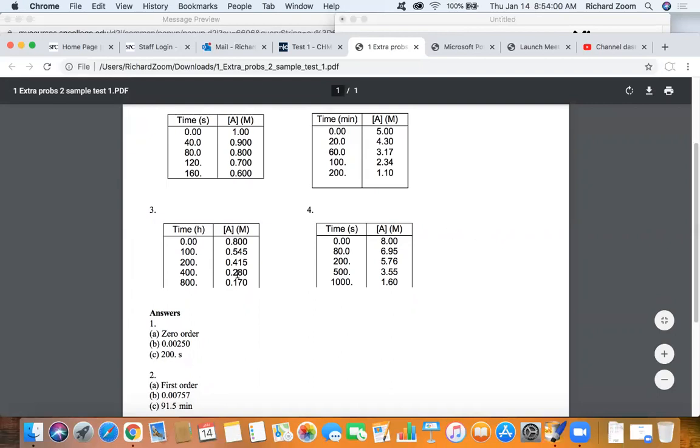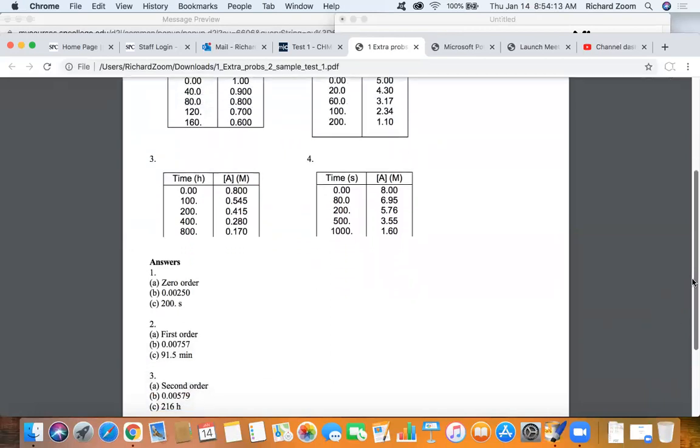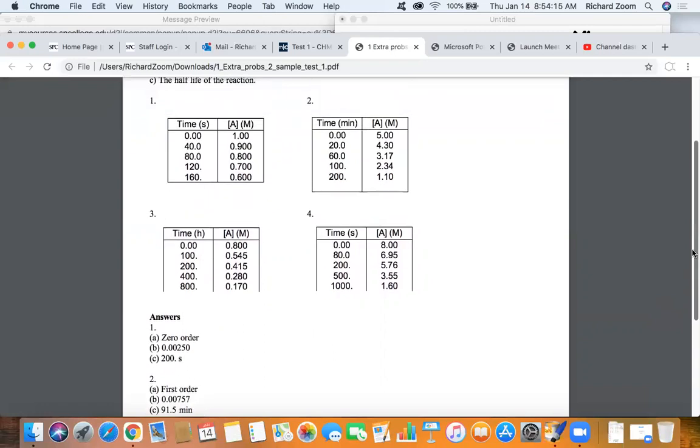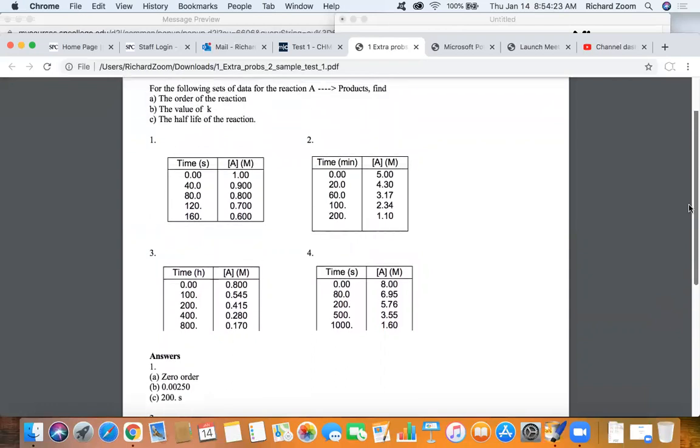Number 3, 0.8 down to 0.17, and you can see 0.4, which would be between 200 and 400, but probably closer to 200. That would be 216. So you can get an idea of how you can sort of eyeball the half-life just based on the data and make sure that you are getting good values for that.